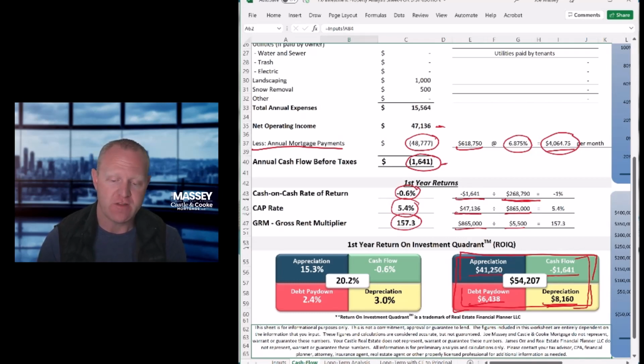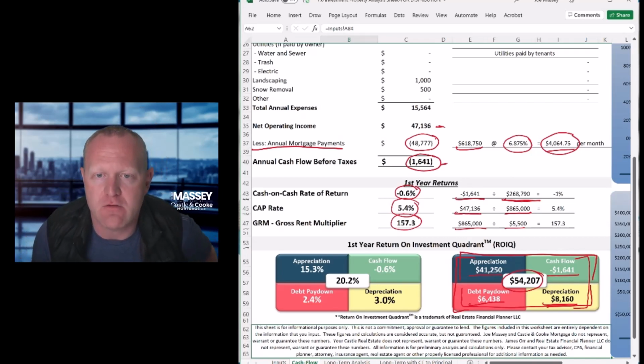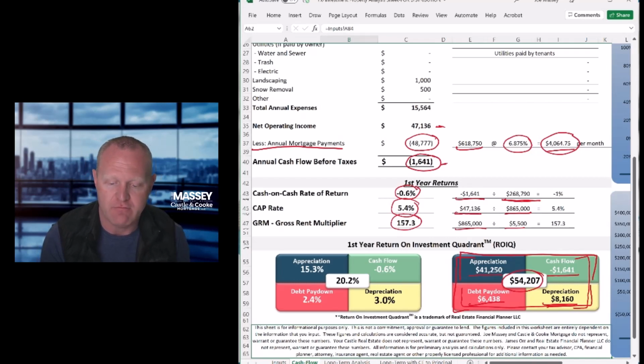Okay, the appreciation and the cash flow are never guaranteed, but it is a big return that adds up over years and years. So we're going to total all four of these quadrants and we're going to see that this property is going to return $54,207 in the very first year. All right, now let's think about that for a second. $54,207, that's a lot of money.